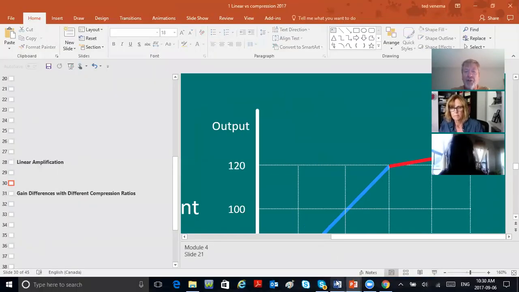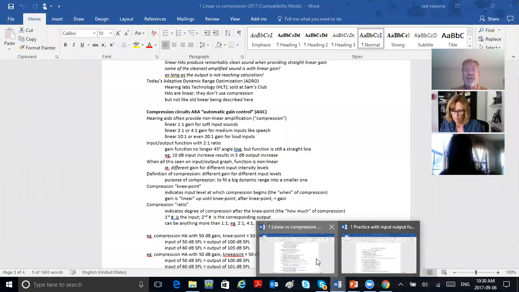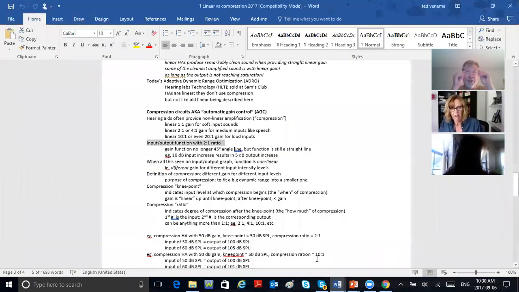So if we go back to our notes and take a peek to conclude here. Definition: input-output function with a 2-to-1 ratio, gain function no longer 45, but the function is still a straight line, and a 10 dB increase results in a 5 dB output increase. This is very, very popular and common today.